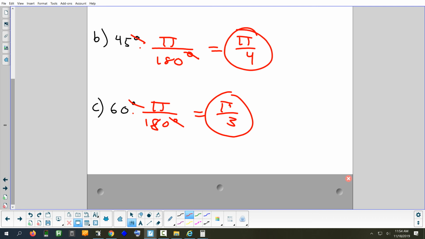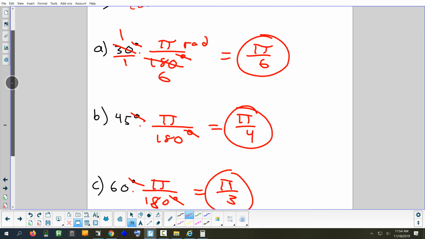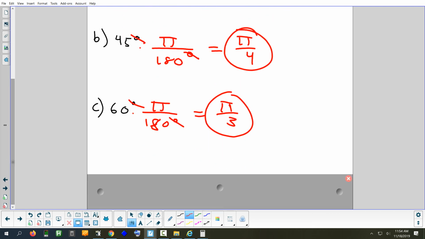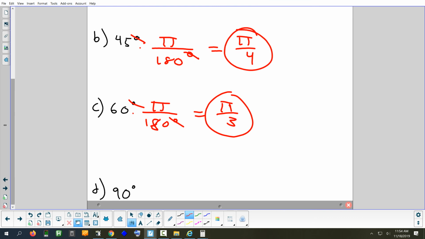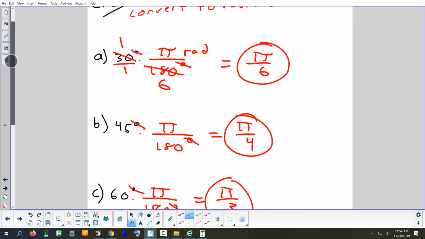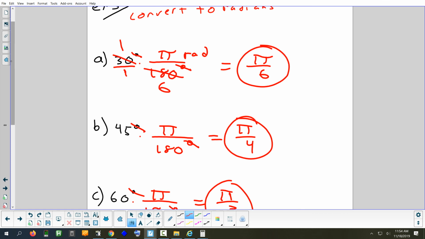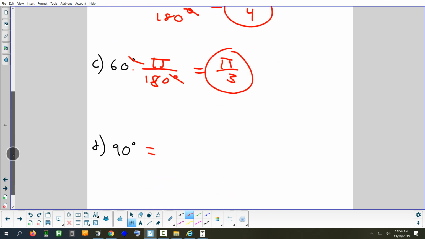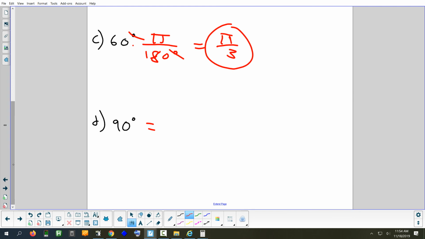And pi over 3 is double pi over 6. Now, let's see if we could do 90 using the shortcut. 90 is triple A. So what would you get if you triple the answer in part A? 3 pi over 6, or pi over 2. And once you know that, you can say, oh, 270. Well, that's just triple. 3 pi over 2 is 270.